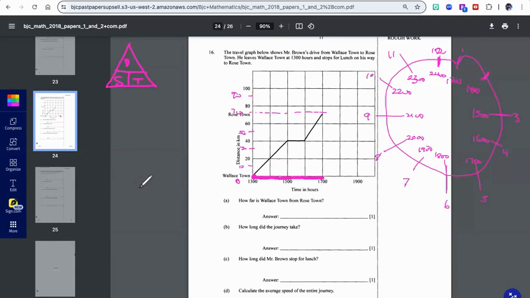Thank you, Brittany. 4. You're not going to say 13 is 1, 14 is 1, 15 is 1, 16 is 1, 17. No. Then you would have gotten 5. But it's the boxes. 1, 2, 3, 4. Okay. Next, how long did Mr. Brown stop for lunch? That's a giveaway. Yeah, everyone got that. 1 hour.